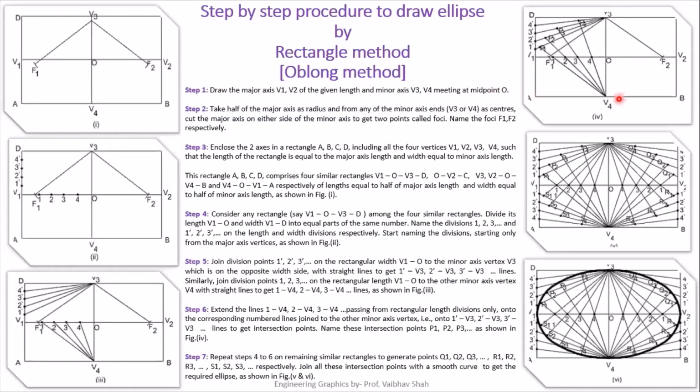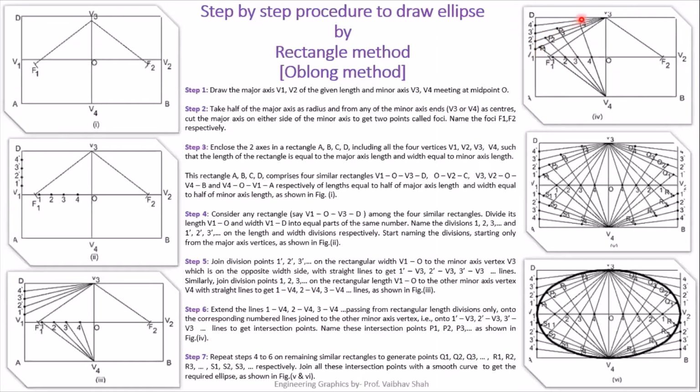we'll draw one line starting from V4, passing through point 4 and touching the 4 dash line. We'll draw another line starting from V4, passing through point 3, touching the 3 dash line. We'll draw one more line starting from V4, passing through point 2 and touching the 2 dash line. After that, we'll draw one more line from V4, passing through point 1 and touching the 1 dash line. After drawing these lines, we'll have points of intersection like this.